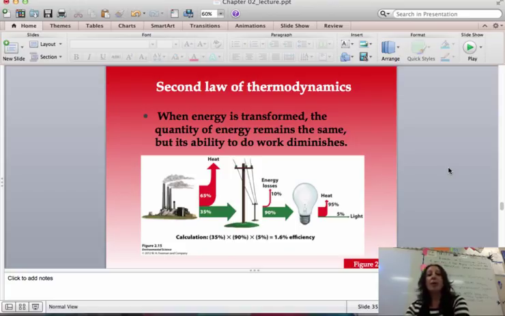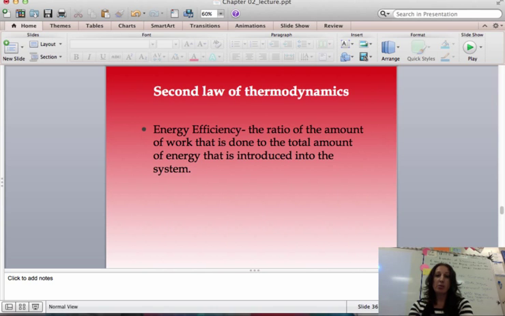The second law of thermodynamics is that when energy is transformed, it does not remain the same, and the ability to do work also diminishes. That's called entropy. So we tend to lean more towards entropy as we move down the line. When we talk about food webs and food chains, you're not going to have the same amount available at the next trophic level. I believe the next slide shows you. Nope, it doesn't.